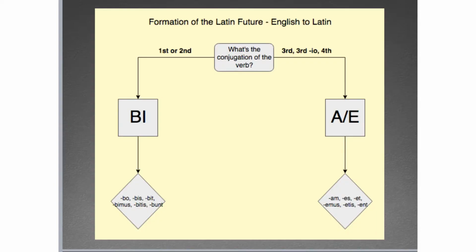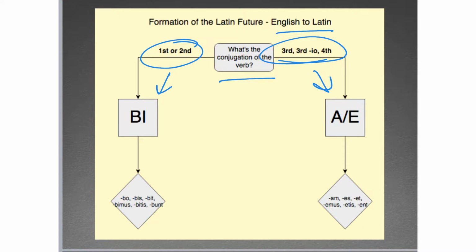All right. So, I made a couple flowcharts here just to illustrate things in a slightly different way. First, what's the conjugation? And this is really when we're going English to Latin. So what's the conjugation? If it's first or second, we use bi. If it's third, third IO, or fourth, we use that ham and 5 eggs. And of course, knowing that with third IO and fourth, there's an I involved.